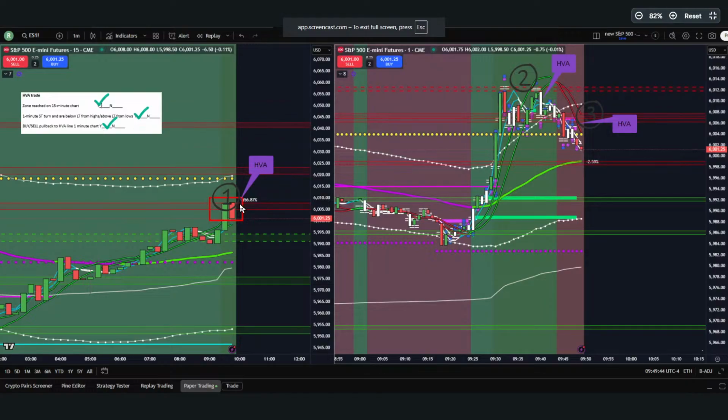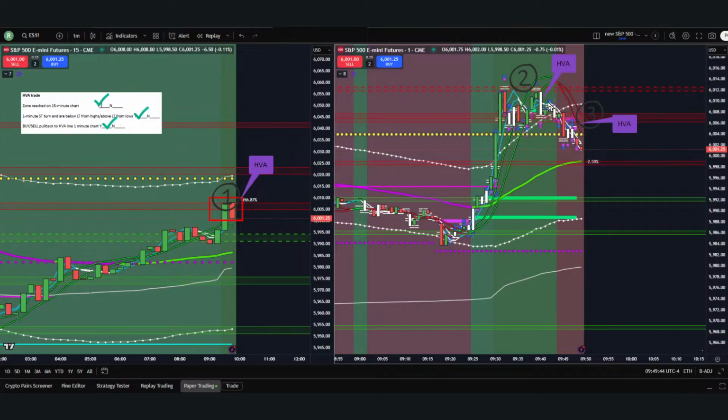Zone reached on the 15-minute chart. 1-minute chart triggers roll, sell the HVA. And down it went. Nice job, Claire. That's an HVA trade. And you met all your rules, and sure enough, it went down.